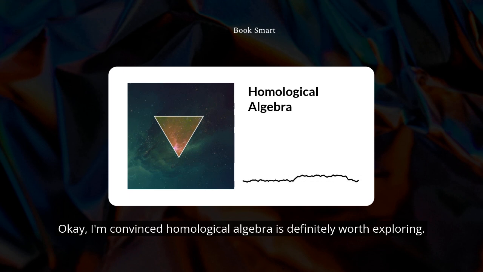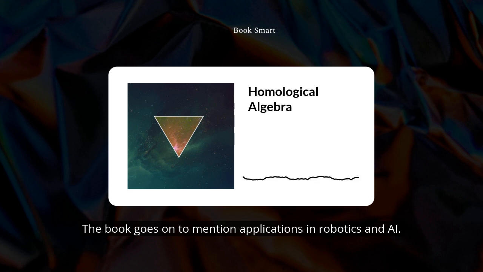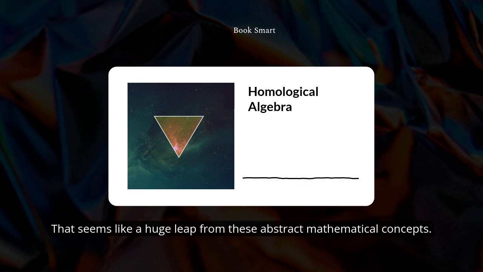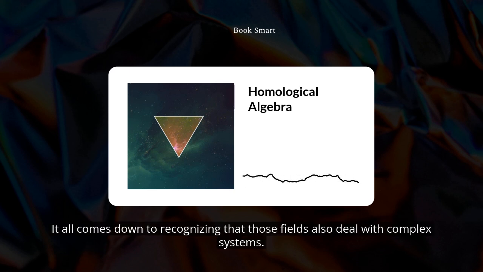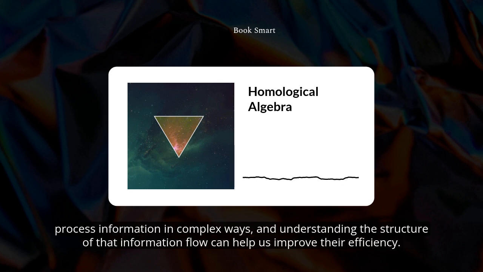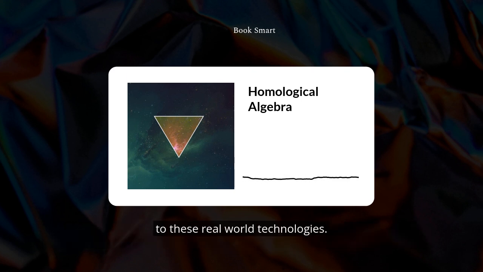Okay, I'm convinced. Homological algebra is definitely worth exploring. But I'm curious, the book goes on to mention applications in robotics and AI. That seems like a huge leap from these abstract mathematical concepts. How does that even work? It all comes down to recognizing that those fields also deal with complex systems. Robots, for example, are made up of interconnected parts, and their movements can be described as paths through a space. AI algorithms process information in complex ways, and understanding the structure of that information flow can help us improve their efficiency. So the principles we've been talking about, analyzing relationships, understanding connections, even the idea of syzygies, can be applied to these real-world technologies.